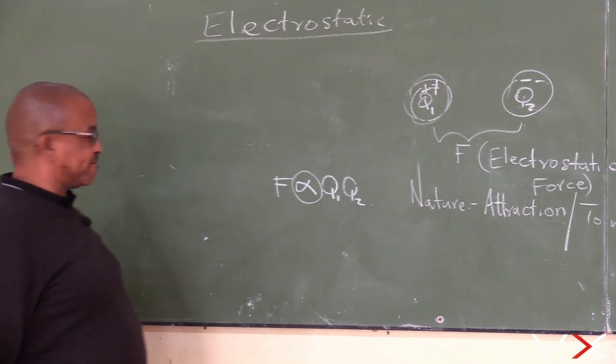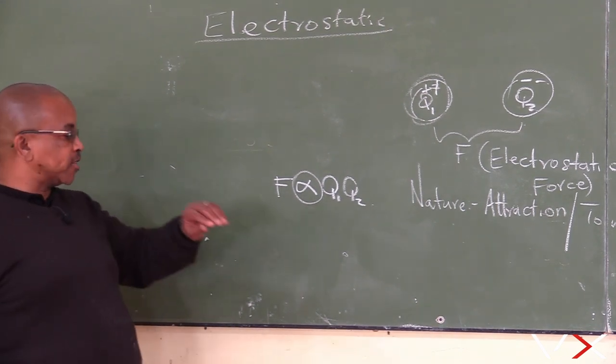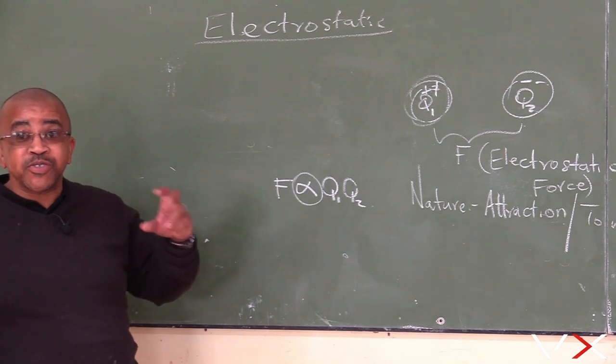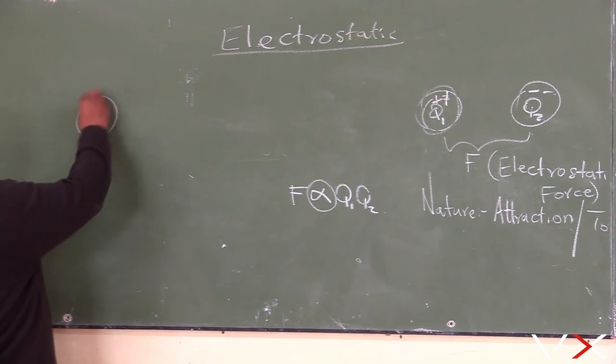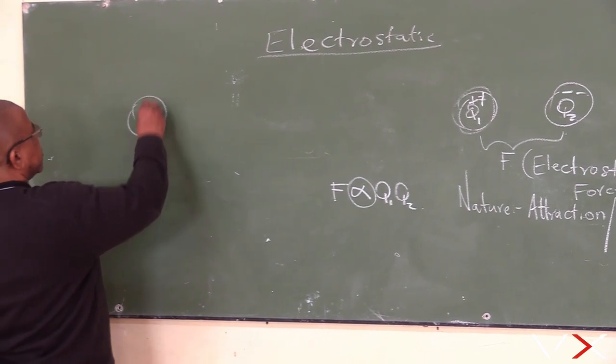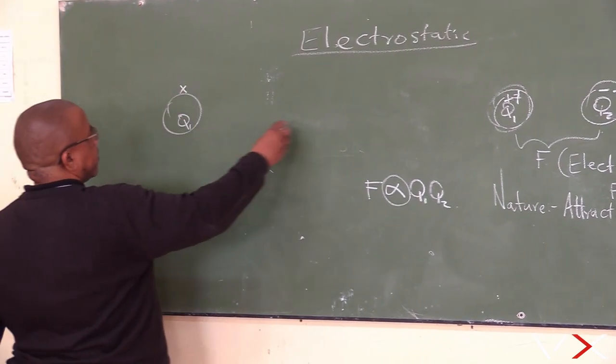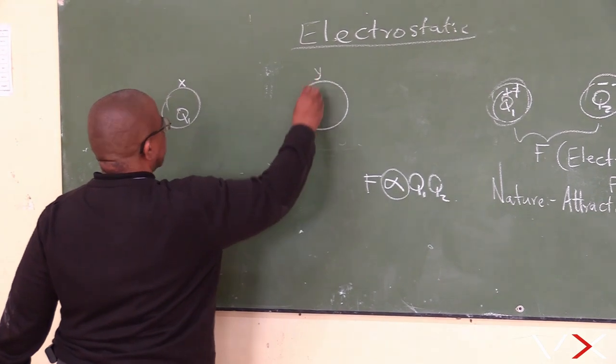Now another factor that affects the electrostatic force is the distance between the two. Here are the bodies: let's say body X with Q1 and body Y with Q2.